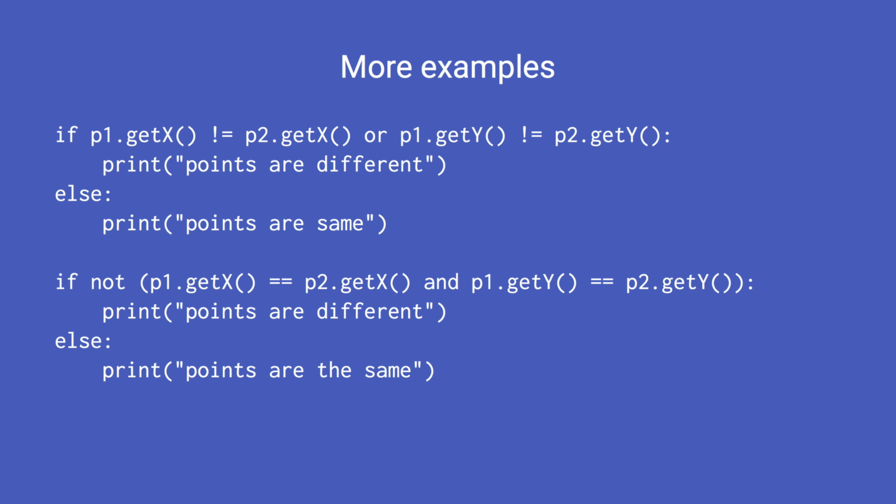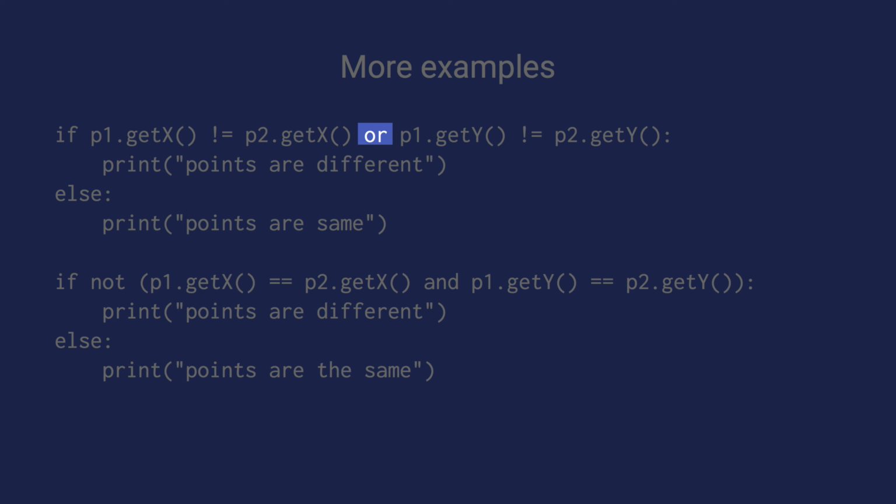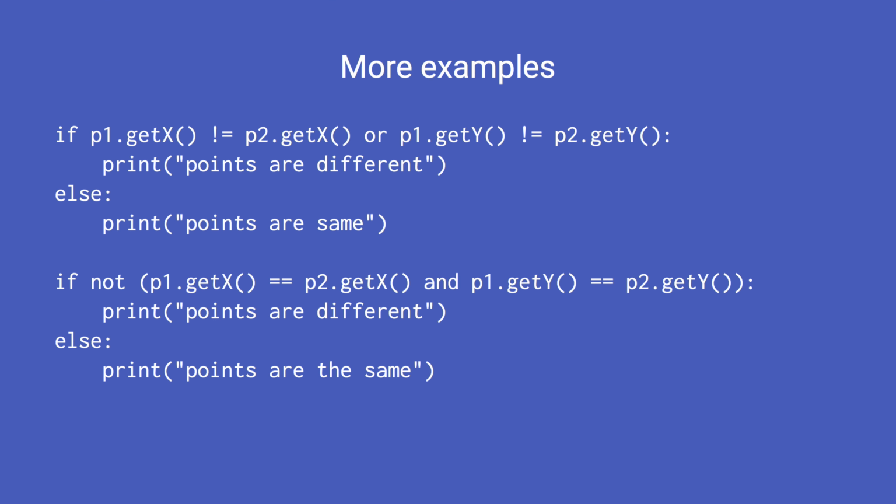Here is another point example, but in this case we are first checking if the points are different. Note, for the points to be different, either of the coordinates must be different. Since I used the word either, we want the OR operator. Also note that we used the not equals comparison operator since we are checking if the coordinates are different.